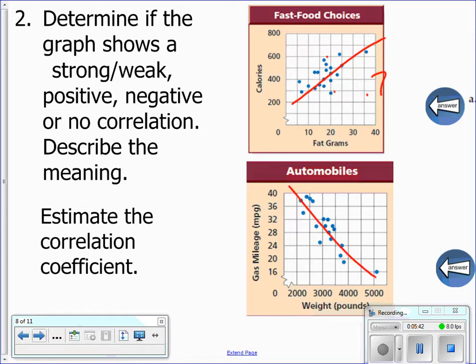In this one, we definitely have a negative correlation. The description is as the weight goes up, the gas mileage goes down. So the heavier vehicles do not have as good gas mileage. The points are fairly close. I would say they're closer than the example above, so I might go with 0.8. Oops, negative 0.8.